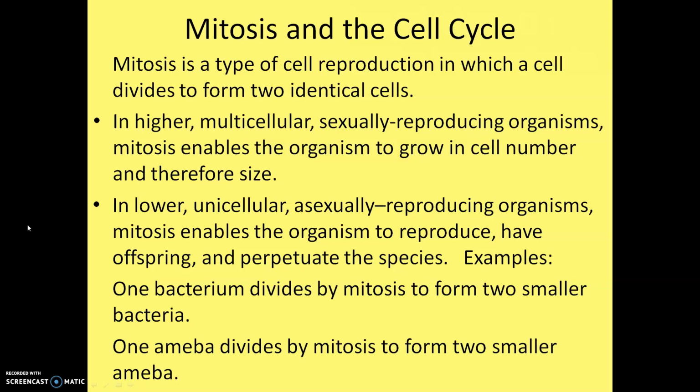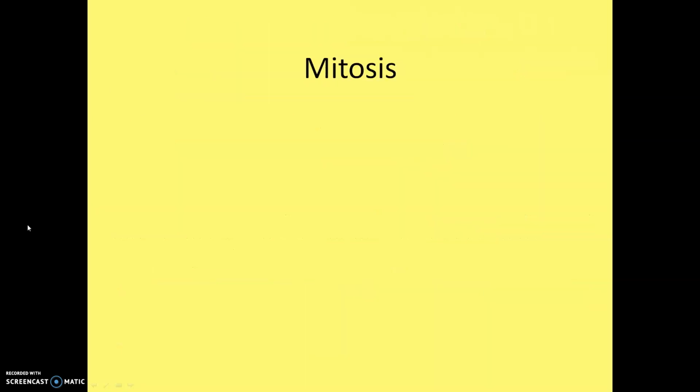So this will just create more body cells for us. But in lower unicellular organisms that reproduce asexually, mitosis is their form of reproduction. It is binary fission. So when one bacteria, or bacterium, singular, divides, it forms two smaller bacteria. And an amoeba dividing will form two smaller amoeba. But when our cells divide this way, it just creates another body cell for us.